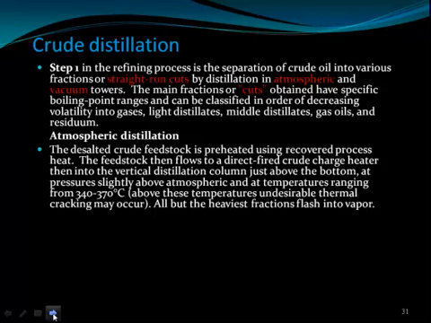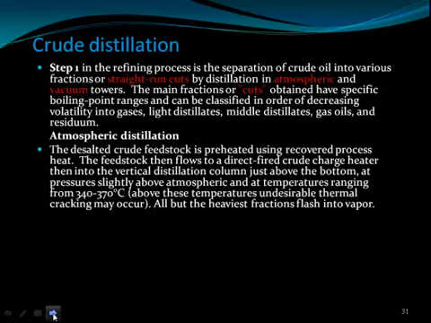In atmospheric distillation, the desalted crude feedstock is preheated using recovered process heat. The feedstock then flows to a direct fired crude charge heater, then into the vertical distillation column just above the bottom, at pressure slightly above atmospheric and at temperatures ranging from 340 to 370 degrees centigrade. Above these temperatures undesirable thermal cracking may occur. That means the degradation of the petroleum constituents, and that may result in coke formation.